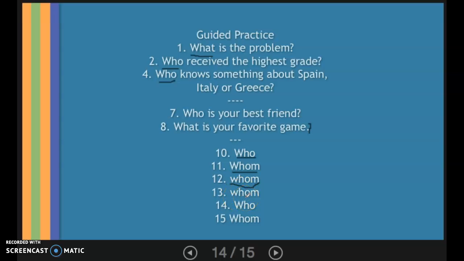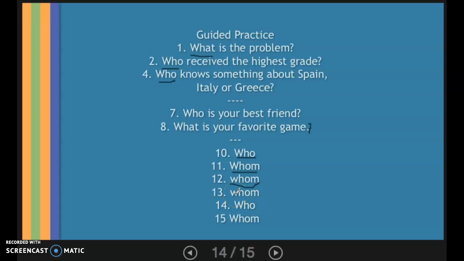Number 13, the prince gave whom the Medal of Honor? So, the prince gave whom the Medal of Honor? It's a direct object. This doesn't sound like something we would say this day and age. That's why it sounds incorrect. Every year I teach this, it's like, well, that sounds incorrect. Well, that's because we don't talk like this anymore.